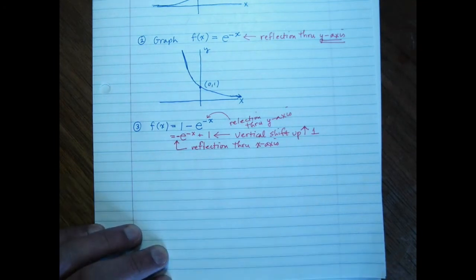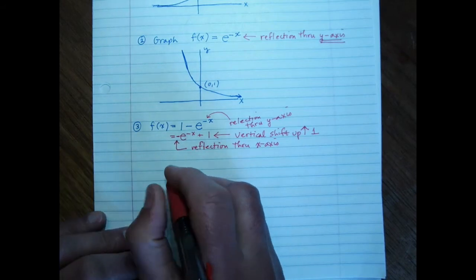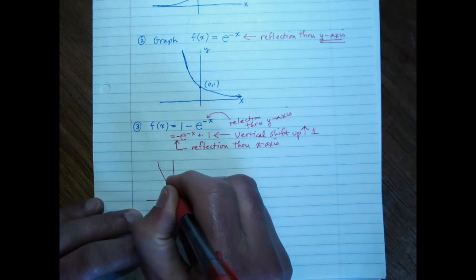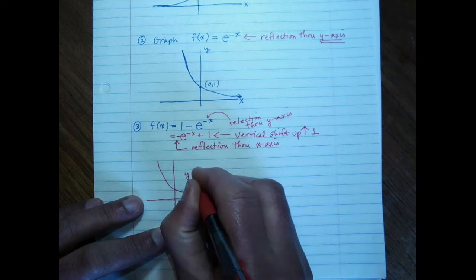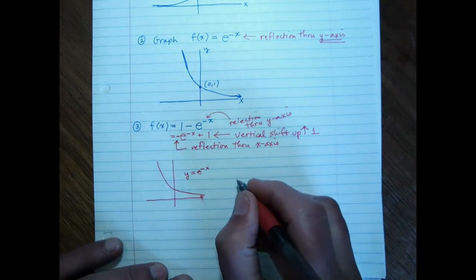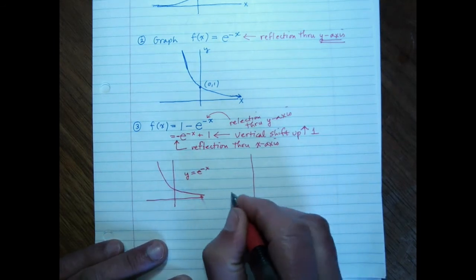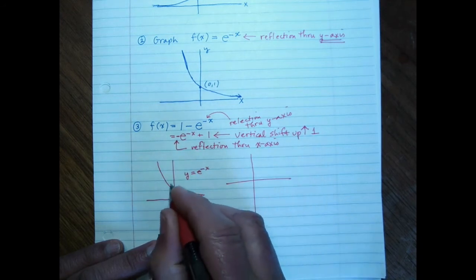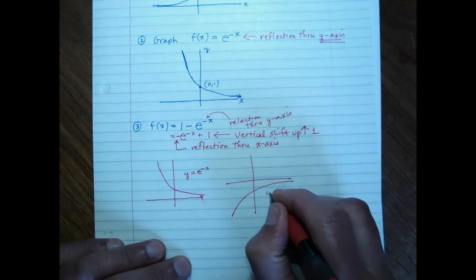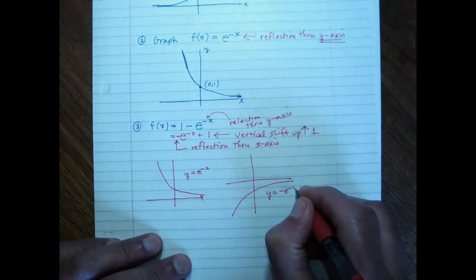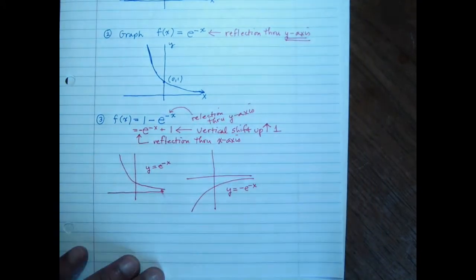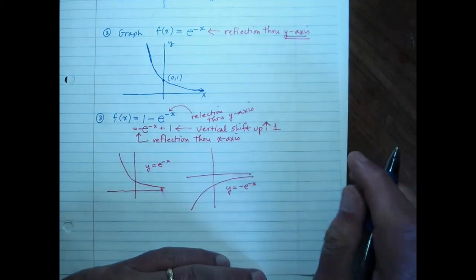So maybe I'm going to draw a couple of preliminary graphs. We already have our e to the minus x, so let me put this here. I'm just going to recopy that e to the minus x. And then what would minus e to the minus x be? Well, we're going to take this graph as is here, and we're going to reflect through the x-axis. So this is now a picture of y equals minus e to the minus x. And now I just got to shift up 1 unit, so I'm ready for my final.